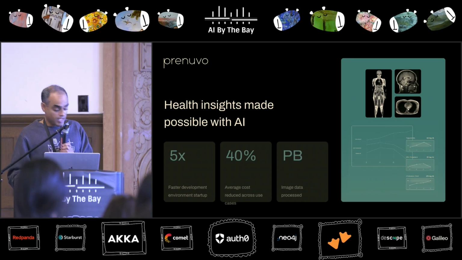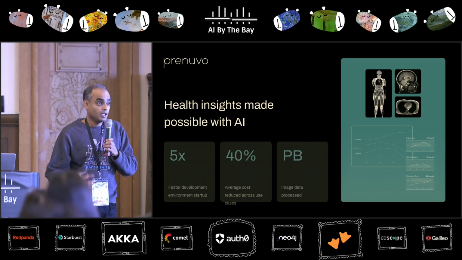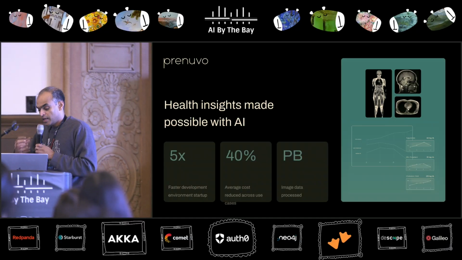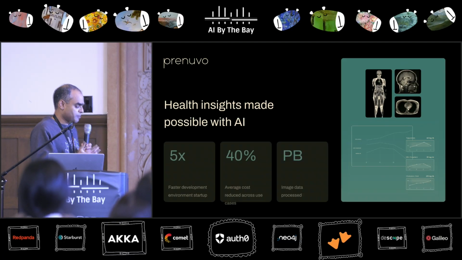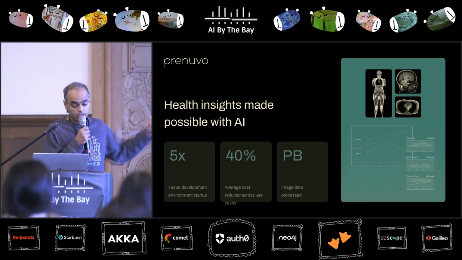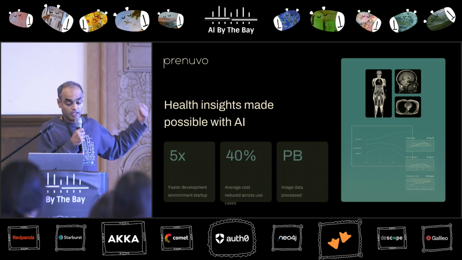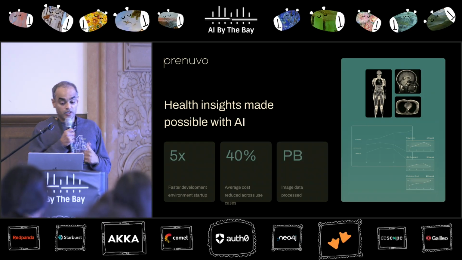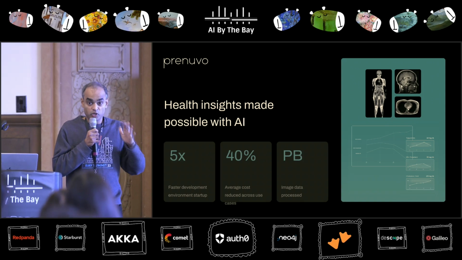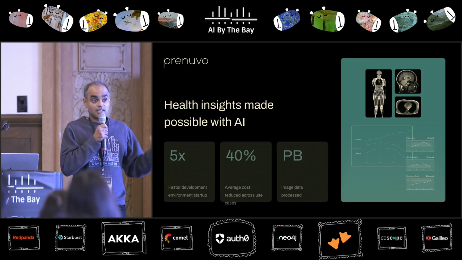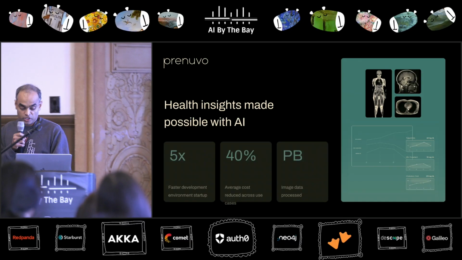Prenovo is an AI-first preventative healthcare company. What they do is full-body MRIs, and they are able to figure out anomalies and biomarker correlations. They had trouble with their pipelines, and they used all three layers that I showed in the previous slide, and they were able to do 5x faster development and a 40% reduction in cost. They were also able to run a multimodal data processing pipeline at petabyte scale, and at the same time meet the security and compliance needs of the healthcare industry.